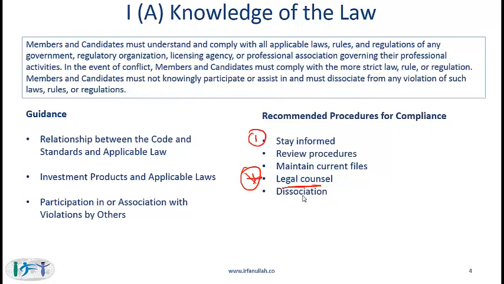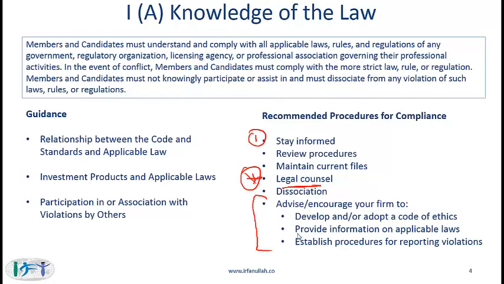Disassociation. When disassociating from an activity that violates the code and standards, what you should do ideally is document the violation and urge your company or your firm to attempt to persuade the person who is committing the violation to stop doing so. The final set of points here relate specifically to what you should be advising and encouraging your firm to do. One point is that if a firm doesn't already have a code of ethics, then you should encourage your firm to do so.